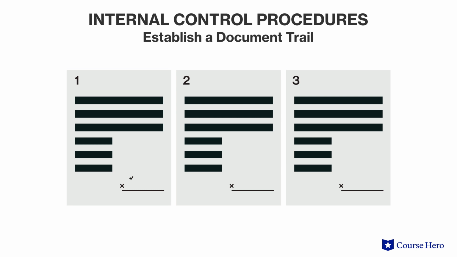There are 6 key control procedures. Procedure number 1, establish a document trail. In this procedure, we focus on preparing proper documents to support business activities that have occurred. Some examples include the use of pre-numbered purchase orders for purchases, or the use of pre-numbered invoices to bill customers and account for missing invoices.